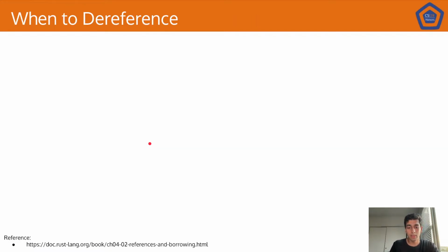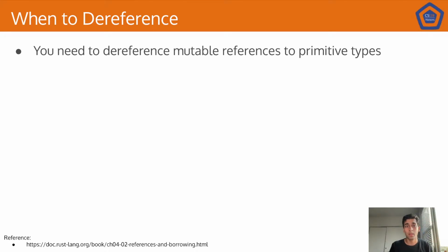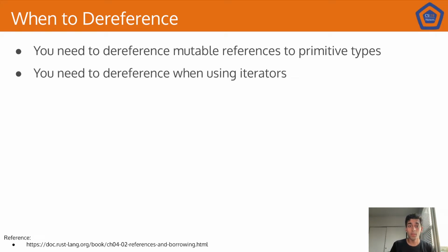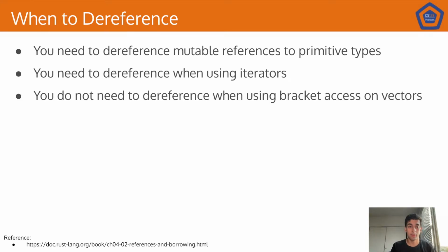So dereferencing can be somewhat tricky in Rust. There are cases when you have to do it and cases when you don't have to do it. So you need to dereference mutable references to primitive types. So if you have an integer, you take a mutable reference to that integer, you have to dereference it if you want to change it. I'll show you an example of this in a little bit. You have to dereference when using iterators. Once again, I'll show you more on this later. You do not need to dereference when using bracket access on vectors. Once again, I'll go over more examples in just a little bit.